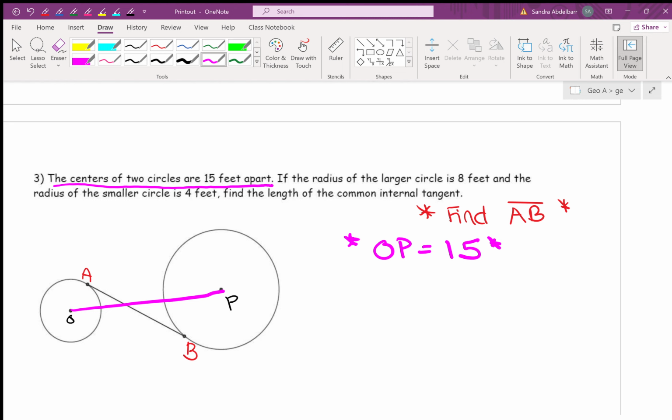All right, then what do we do? We draw the radii to the points of contact. Well, where do I draw a radius? From O to? A, isn't that a right angle? And this is the smaller circle, so this is 4, right? And then I'm going to draw a radius from P to B, so this is the larger radius of 8. All right, are we ready to mess things up?